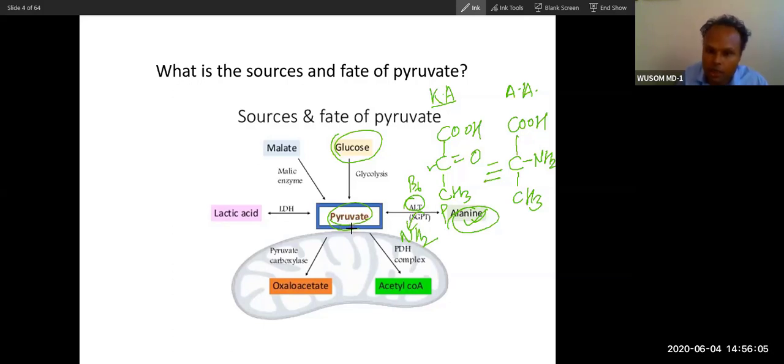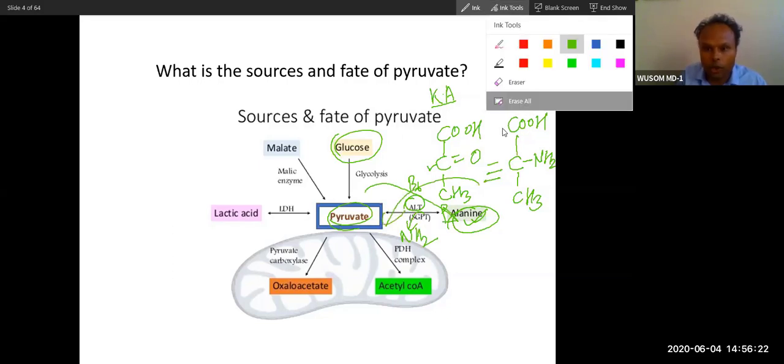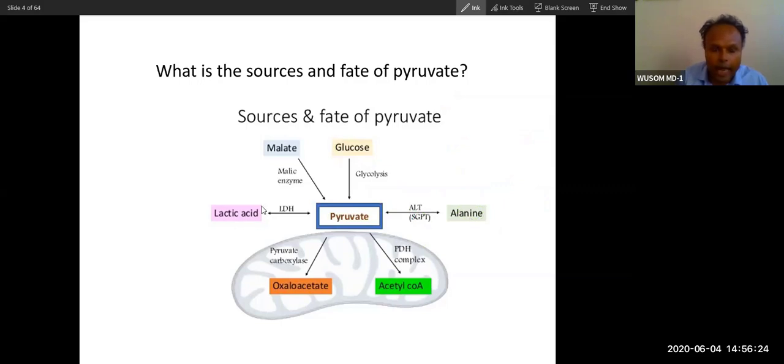If pyruvate concentration is less and alanine is more, alanine will convert into pyruvate. And if pyruvate concentration is more, then pyruvate can convert into alanine. So it is based on the substrate concentration. If this is high, it will flow like this; if that is high, it will flow the other way. A reversible reaction always goes according to the concentration gradient.